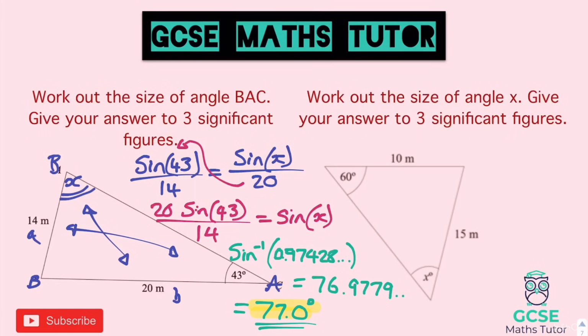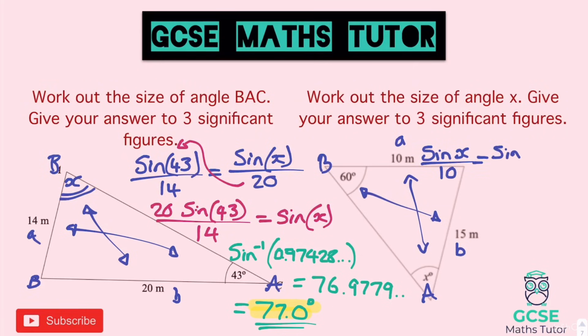Right, okay, so I'm going to do this second one a little bit faster. So here's my first pair of opposites. We've got A and little a, and we've got another pair of opposites here. We've got B and little b. There we go. So if I plug these into my formula, let's have a look. We've got sine A, which is sine x. So we've got sine x over 10, opposite to that, and that equals sine 60 over, opposite to that is 15.